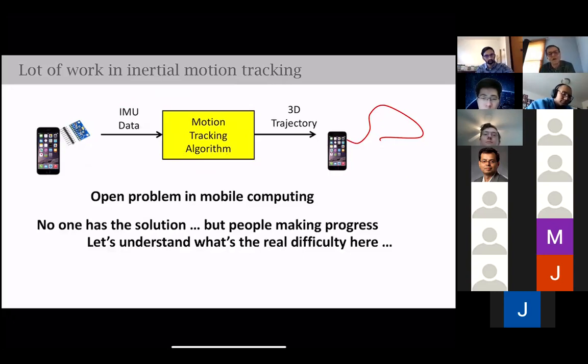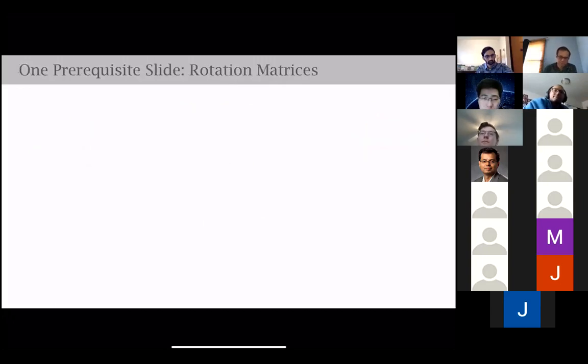So let's understand what's the real difficulty here. I will formulate the problem, and we'll talk about the solutions next class. Okay? So let's understand why this problem is so hard, right? Because ultimately we want to develop this algorithm. Great. So we need to have one prerequisite for understanding this problem. And that prerequisite again goes back to linear algebra. Okay. And that prerequisite is rotation matrices.